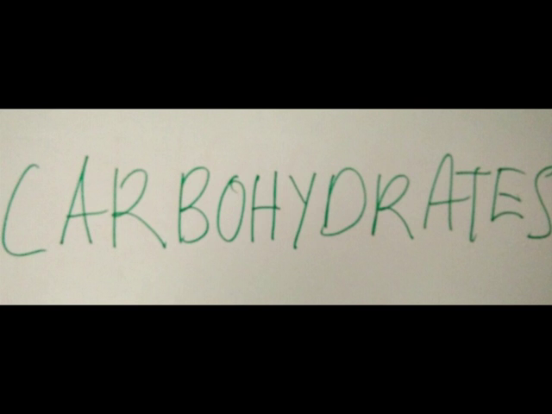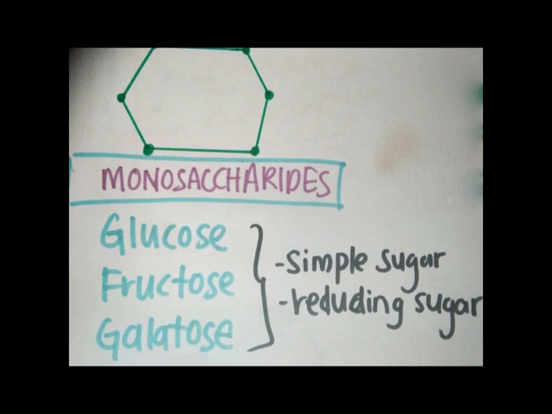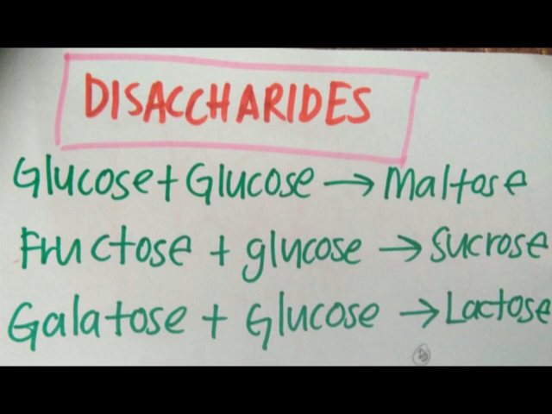Following this are the carbohydrates. The elements of carbohydrates are carbon, hydrogen, and oxygen. The carbohydrates are divided into three types. Number one is monosaccharide, which is the monomer of carbohydrates, such as glucose, fructose, and galactose. This type of monomer is also called a simple sugar and a reducing sugar.